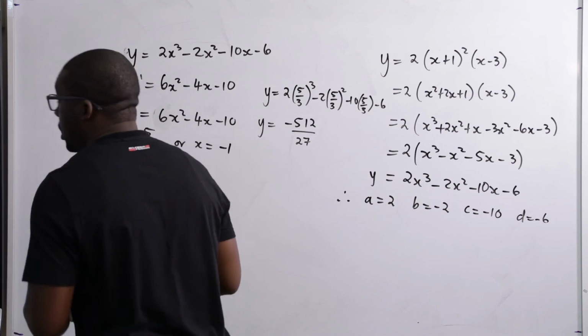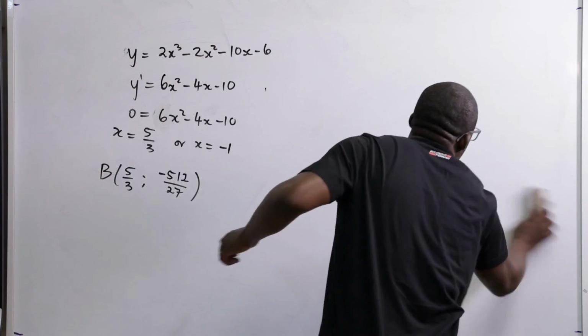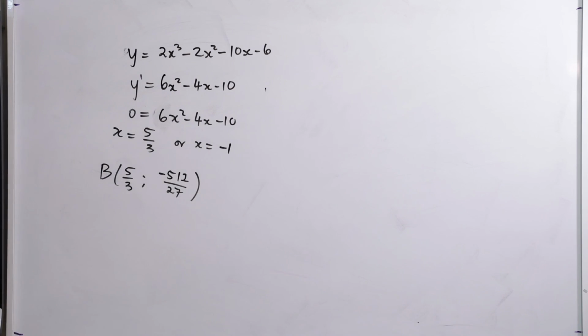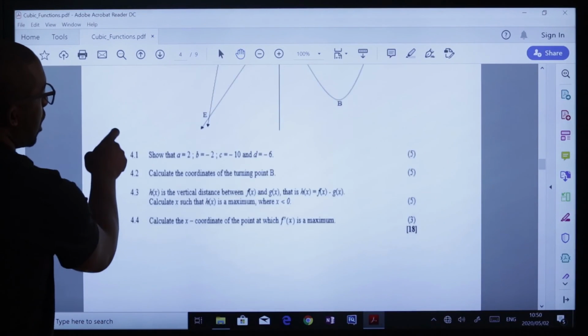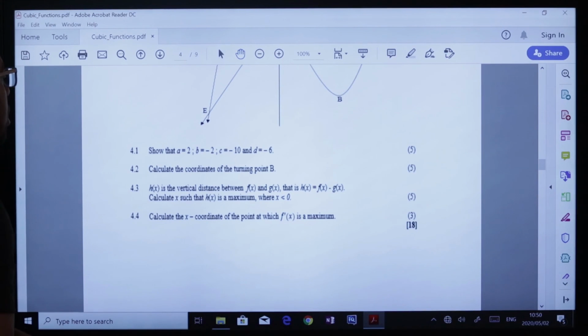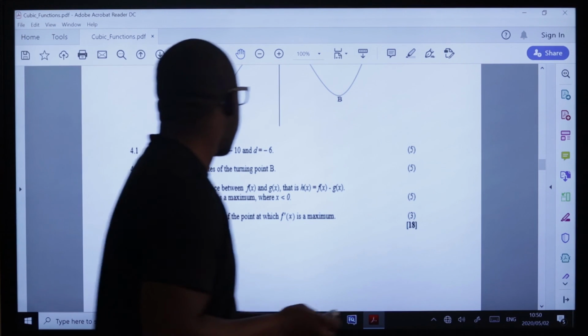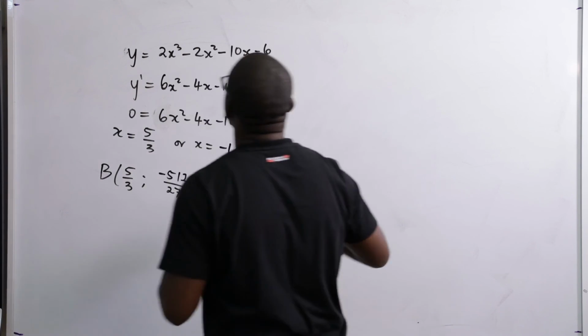The next question is an analytical question. It needs us to interpret what is going on in the graph. h of x is the vertical distance between g of x and f of x. This is to say h of x is f of x minus g of x. Calculate x such that h of x is a maximum where x is less than 0.